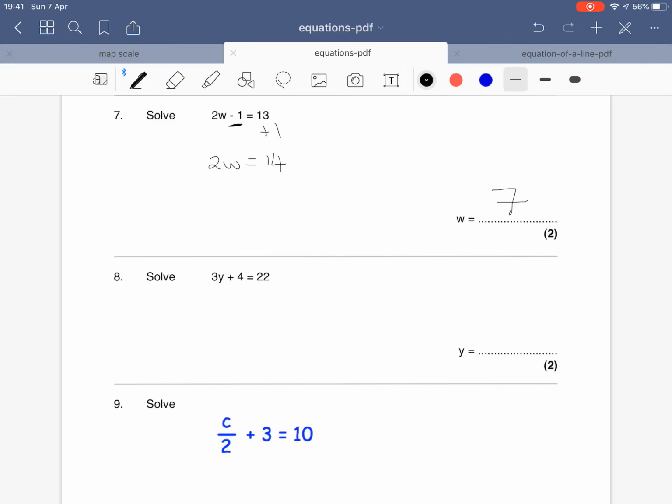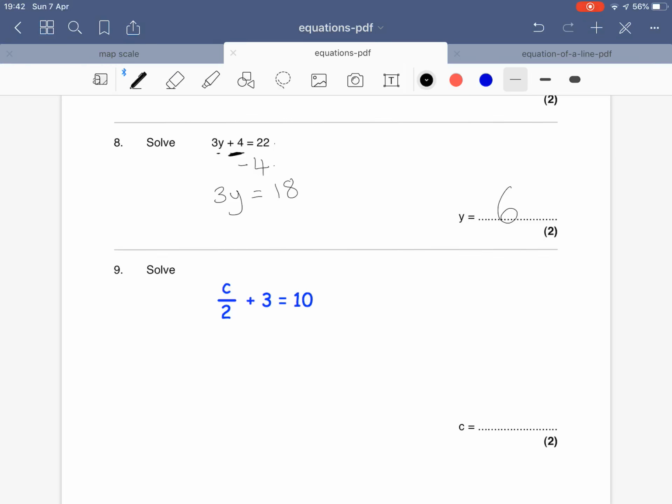Next one, 3 times something and then add 4. I'm left with 22, not 24. So I first want to get rid of the 4. So I want to do the opposite of that, and I want to take away 4. So I'm going to do 22 take away 4. I'm left with 3y on this side, and 22 take away 4 is 18. And then 3 times what is 18? Well, 3 times 6 is 18, so y equals 6.